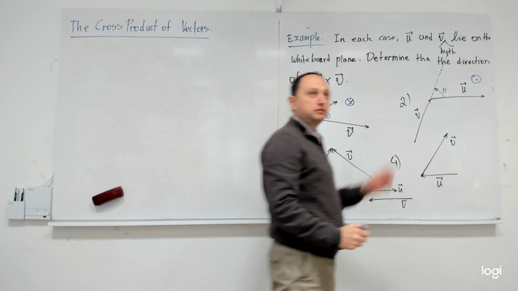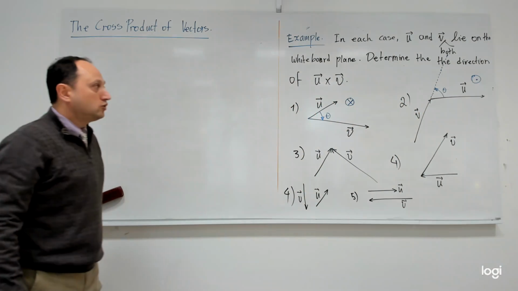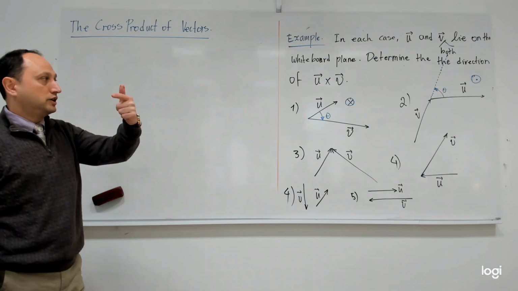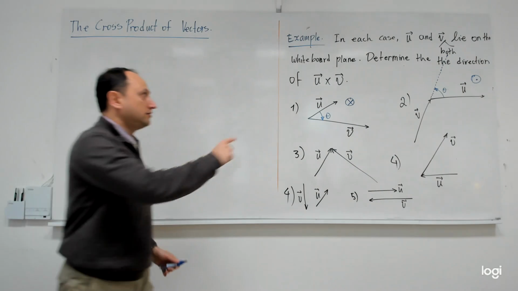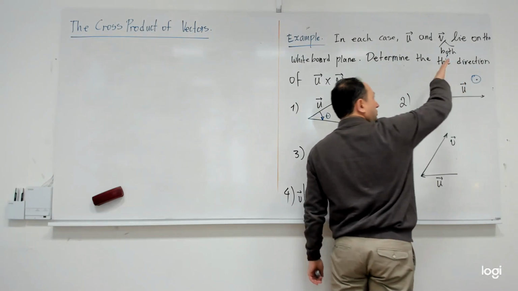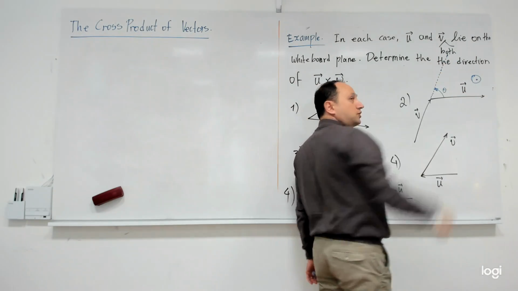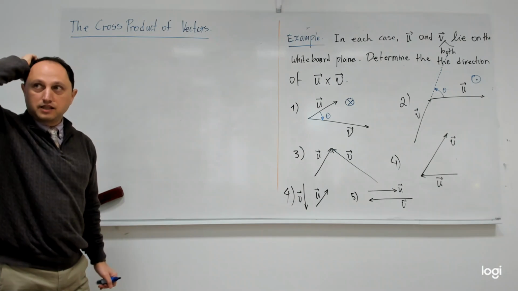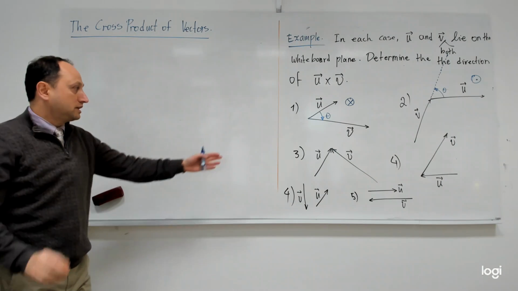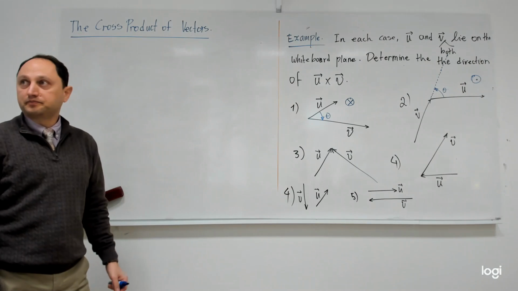Is that understandable for you? Because in this case, U cross V is outwards, but V cross U will be inwards, yes? V cross U, I have to change the rotation in that way, so it becomes inwards. Yes? Is that clear? Okay, so what about this number 3?